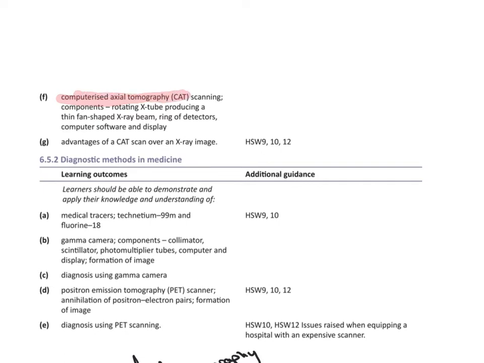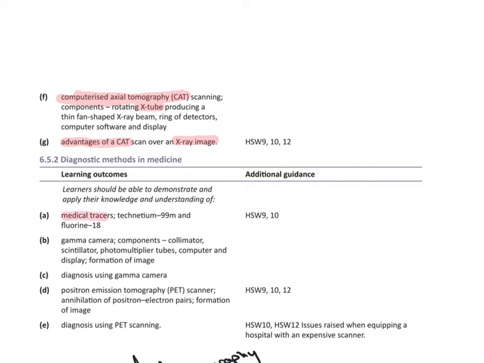You will need to state the components, how you have a rotating X-ray tube that produces a thin fan-shaped X-ray beam, and there's a number of detectors that pick that up, and how the computer software and the display come about with that. You also need to know the advantages of CAT scans over an X-ray image, and as you have realized already, it involves an X-ray tube. So why is a CAT scan better than an X-ray?